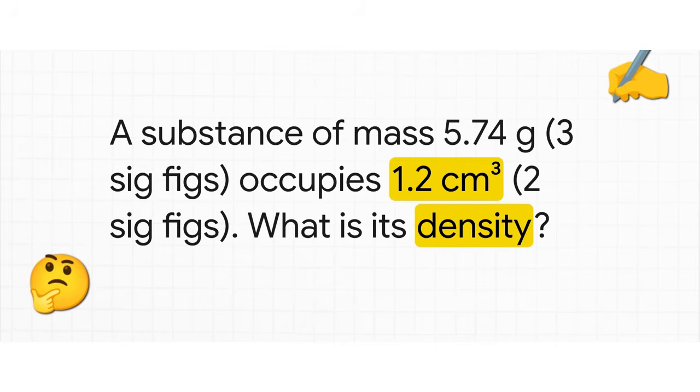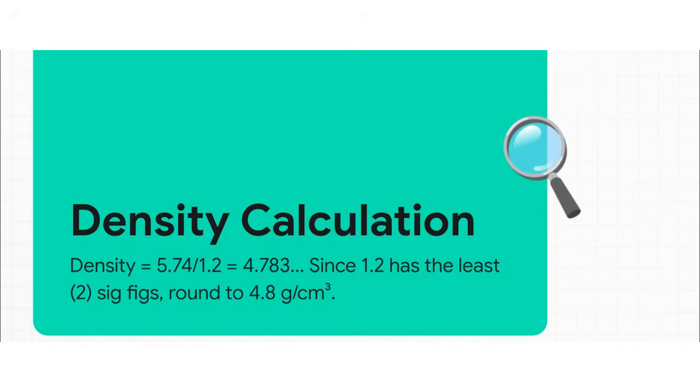Let's try this out with a real problem. Say a substance has a mass of 5.74 grams and it takes up a volume of 1.2 cubic centimeters. We need to find its density, but we have to use the rules of significant figures. Right, so we all know density is mass divided by volume. If you plug that into your calculator, you'll get a long number, like 4.7833 and so on. But hold on, we're dividing here, so we have to follow the rule. The mass, 5.74, has 3 significant figures, but the volume, 1.2, only has 2, and that's the decider. Our final answer must also be rounded to 2 significant figures, so 4.7833 becomes 4.8, and that's the correct answer.